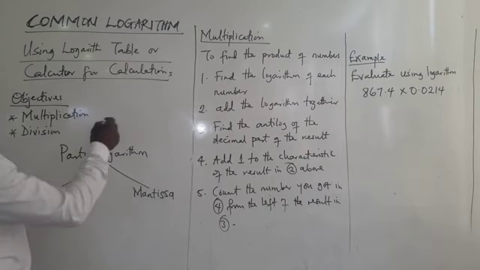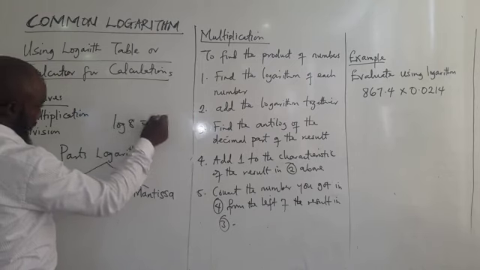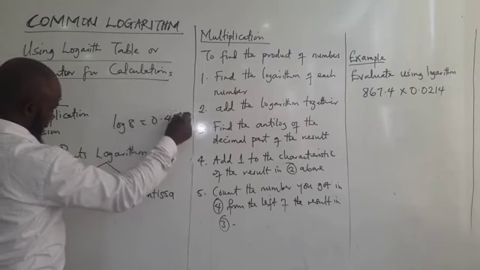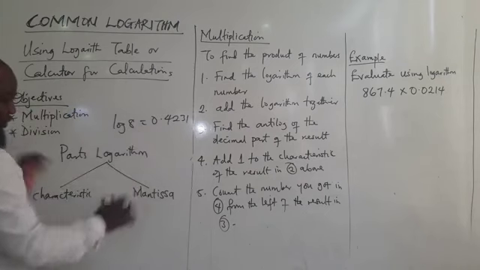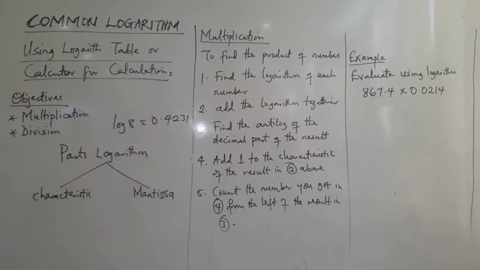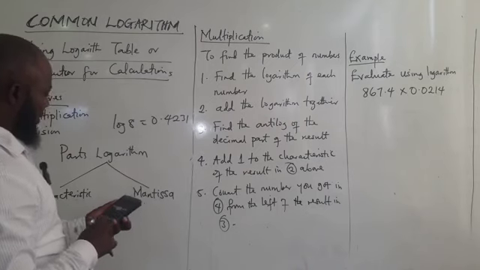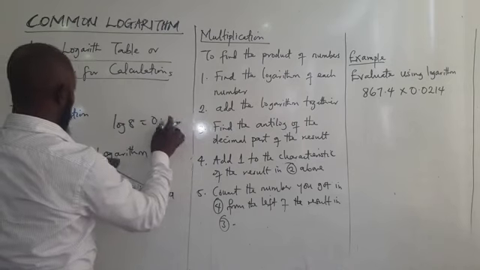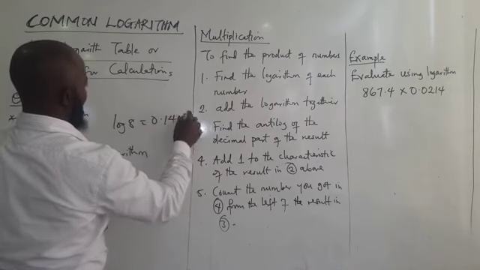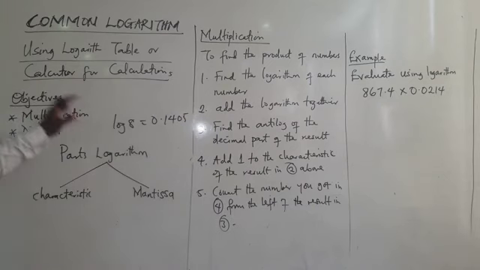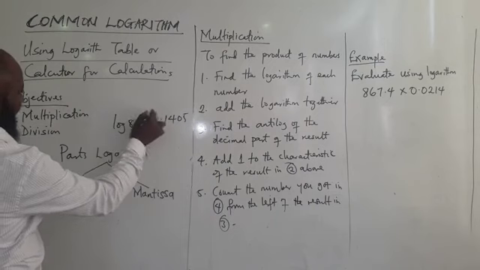For example, if log 8 equals 0.4231, this is just an assumption. So let me check usage. So log 8 is 0.1405. That is it. So the log of 8 here has two parts.